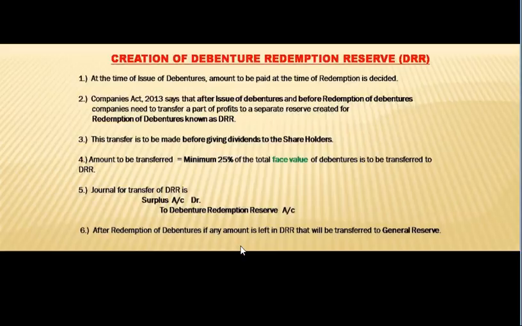What is DRR? Why do we create DRR? And what is the amount that is to be transferred to DRR? Minimum 25% of the total face value. Remember this word face value, that is very important. Right? And after the redemption of debentures, if anything is left in the DRR, that will be transferred to general reserve. Clear?